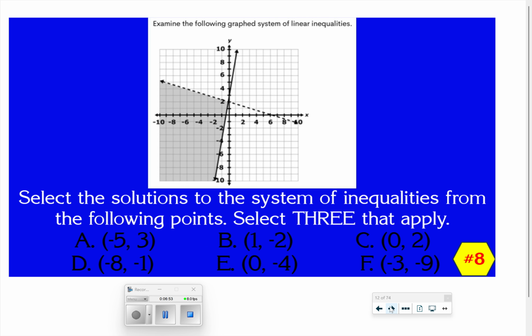All right. Select the solution to the system of inequalities from the following points. Select three that apply. So here, we're talking about the solution of an inequality. So see if you can find, of these 6 points, which three is a solution.